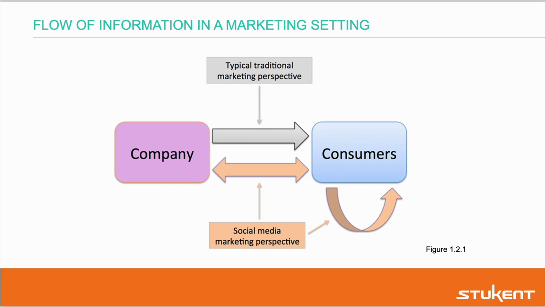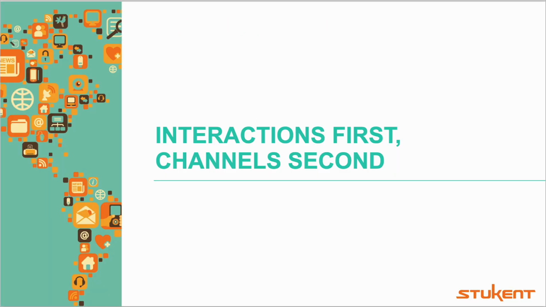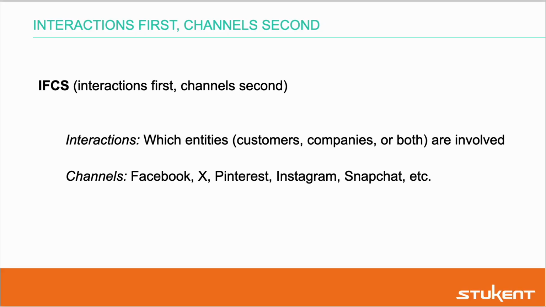So I really want you to think about that as we go through chapter 1, because social media marketing is interactions first and channels second. And what I mean by that is companies and customers are interacting with each other. Does that mean that you need to be on every channel as a brand? No, that's where the flaw is with a lot of companies' social media presence. Only choose the social media channels where your customers are, right?